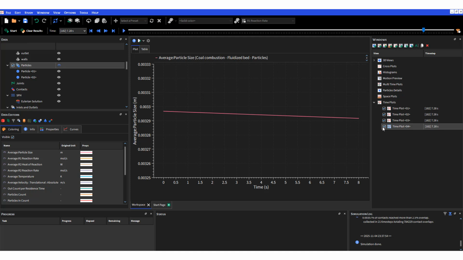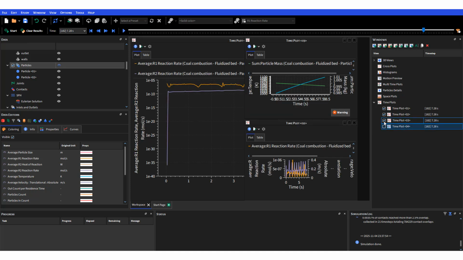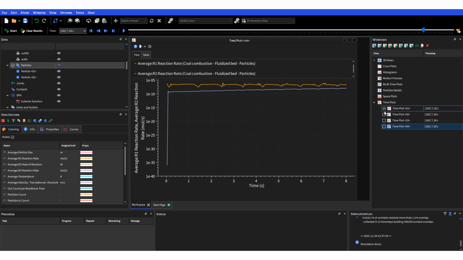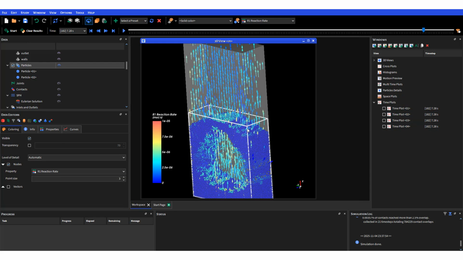We can also plot things like the particle size, the average particle size for combustion for this model. We can see that they drop over time. The average size decreases. So yeah, this is basically what we have here.